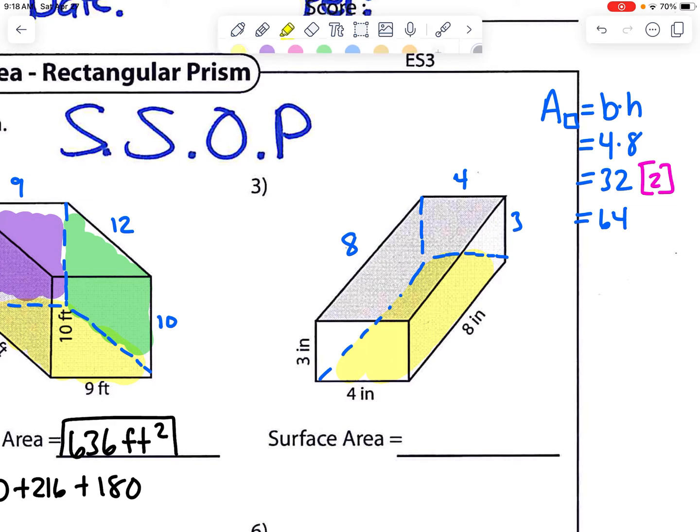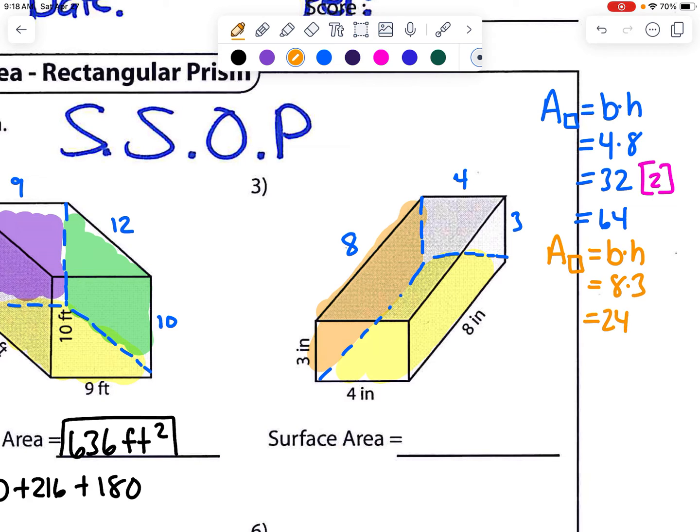Alrighty, so now let's focus on this side here. This left side, okay? The left side would be 8 by 3. It's an 8 by 3. So I have 8 times 3 is 24, and we would have both the left and the right side, so we would have 48. Okay?